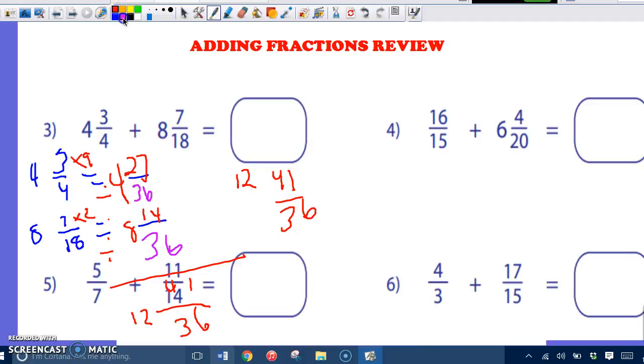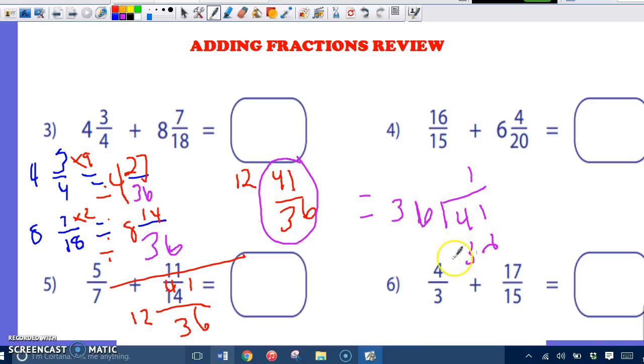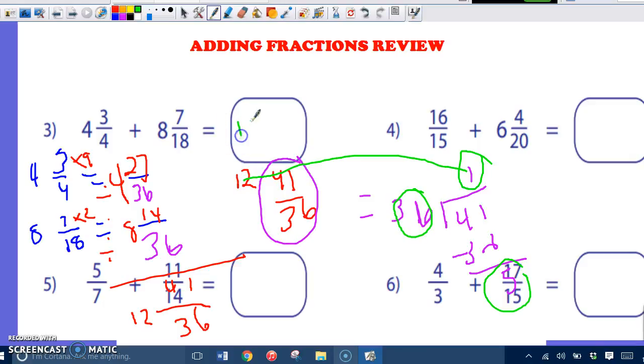What is the problem with this? This is the problem. It's top heavy. We must convert it. So 36 will go into 41 one time. We subtract. 36, 37, 38, 39, 40, 41. I have a 5. And remember from previous videos what to do with these. That's a whole number that you need to add to here, making this 13. The remainder is the numerator. The outside number is your denominator. So my correct answer for this is 13 and 5/36.